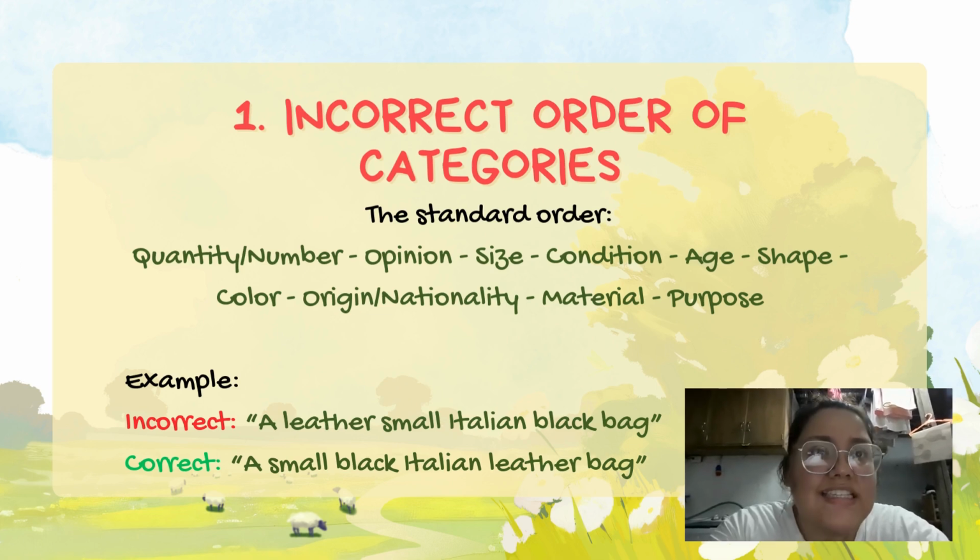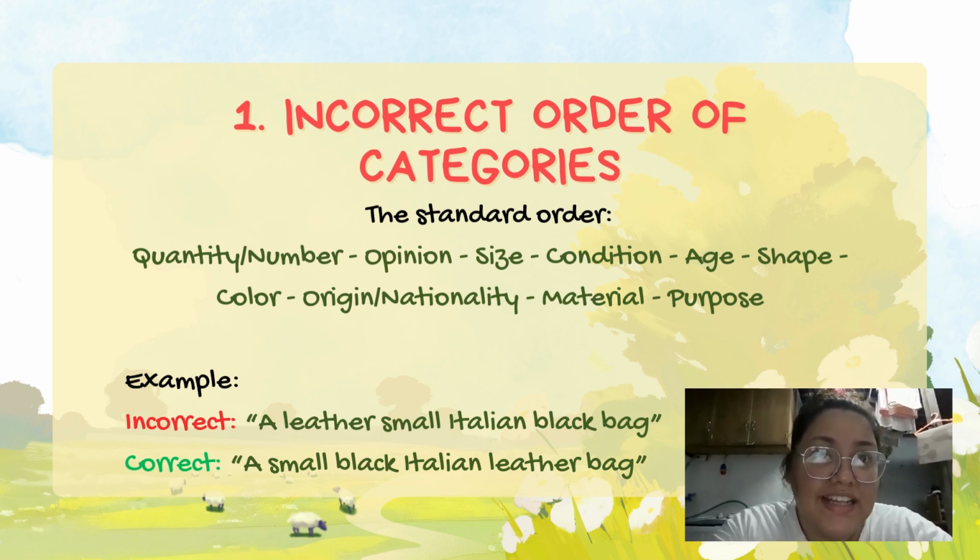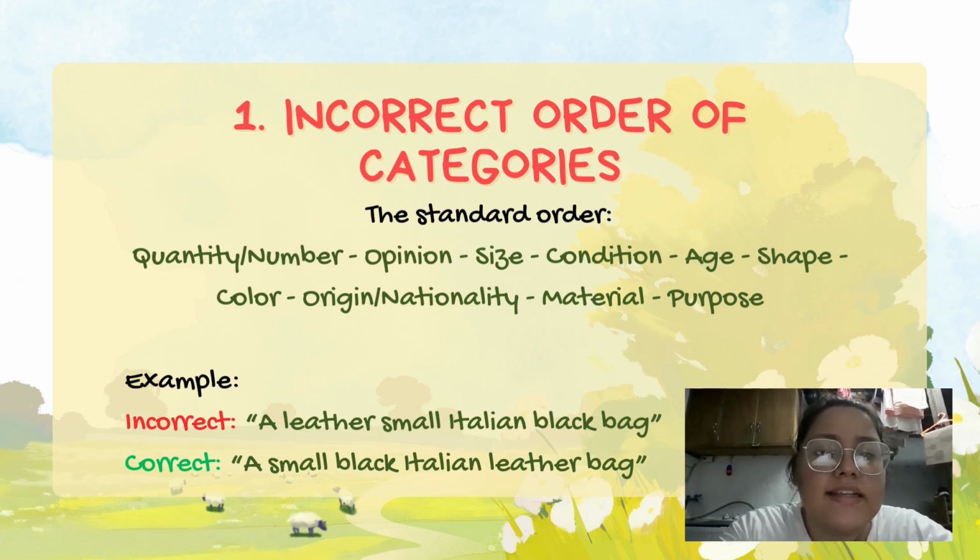In English, adjectives follow a specific pattern when we use more than one before a noun. The usual order is what you can see on your screen and what was discussed earlier. However, some learners put the adjectives in the wrong order. For example, a leather small Italian black bag. It sounds unnatural even if all the words are right. A small black Italian leather bag, however, sounds more smooth and fluent as well as coherent.